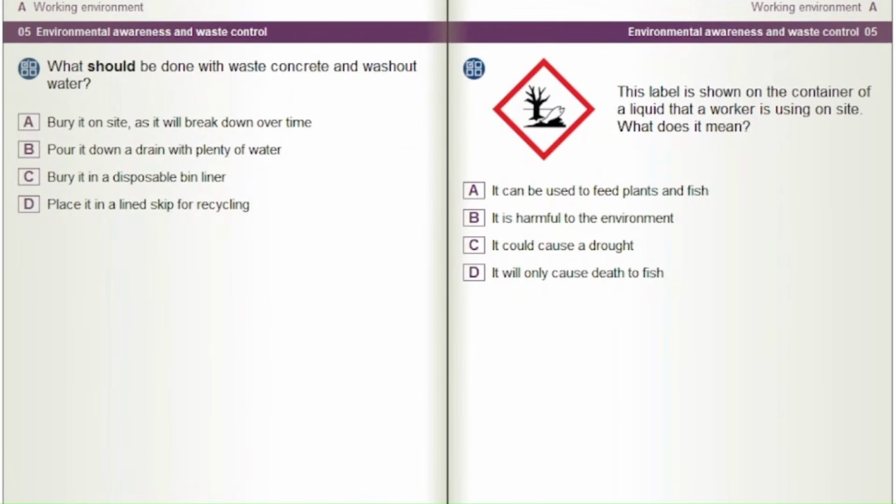What should be done with waste concrete and washout water? Bury it on site as it will break down over time. Pour it down a drain with plenty of water. Bury it in a disposable bin liner. Place it in a lined skip for recycling.